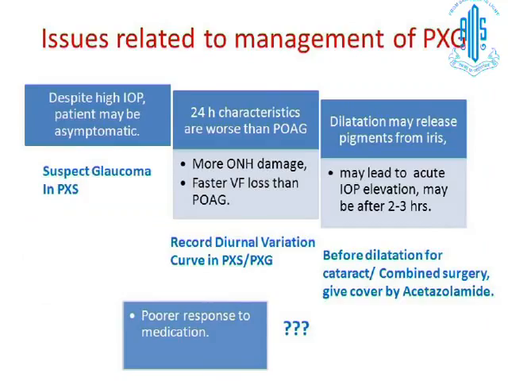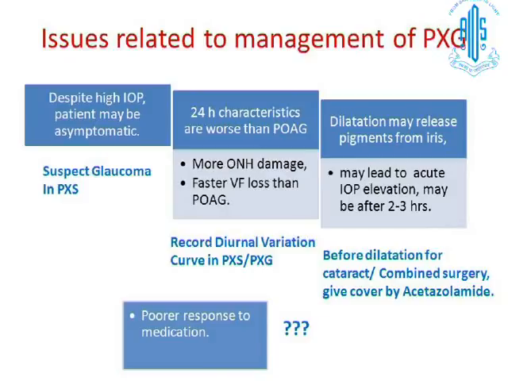Well, coming to the management part, there are a few issues related to the management of pseudo-exfoliation. One is that despite high pressure, these patients may be asymptomatic. Second issue is that the 24-hour characteristics are worse than primary open-angle glaucoma. You may get a larger diurnal fluctuation. And the third is the issue of dilatation. If you want to dilate this pupil, then there is a release of more pigments from the iris. And further, there is a poor response to the medication.